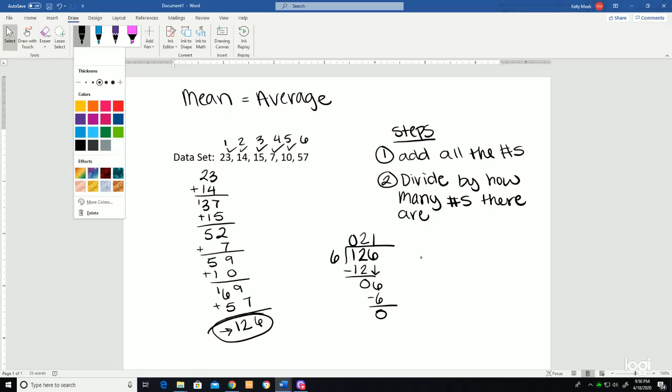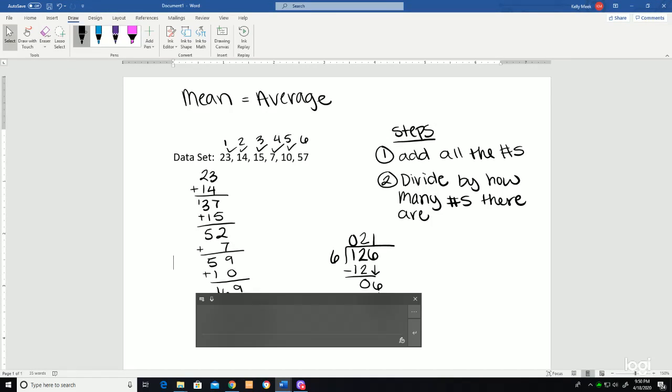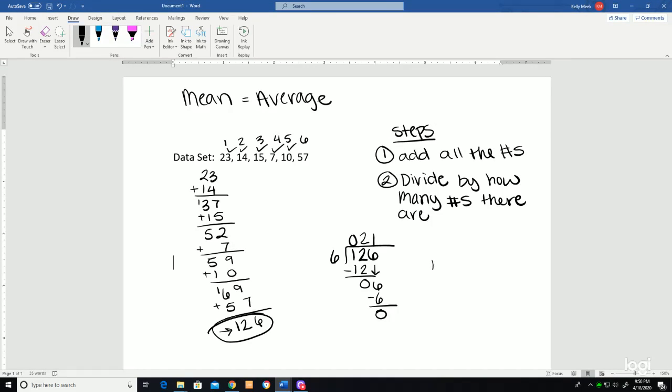My final answer, okay, whoops, pen is not working here. There we go. My final answer is the mean equals 21 for this problem. What that means is that all of these numbers, when we combine them together and divide, are hanging around an average of 21. So think about these numbers here as your grades.